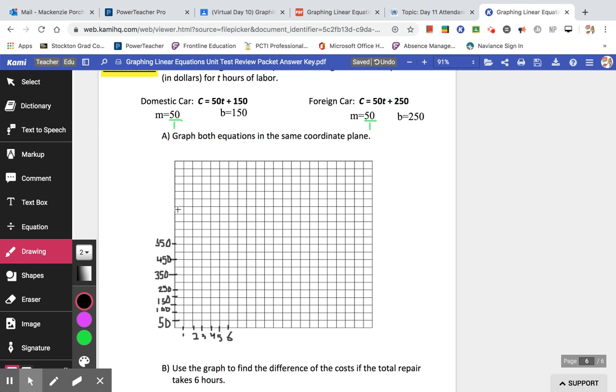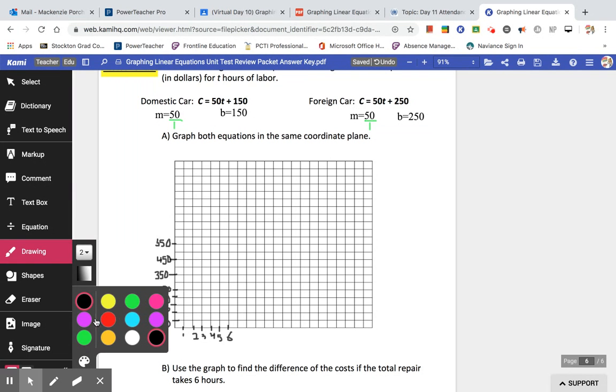So you'll notice that I filled in the rest of this. I kind of skipped boxes, but again, we're still counting by 50. So 250, 300, 350, 400, 450, 500, and this is 550, and so on. So that's step 1, is just to label that graph.